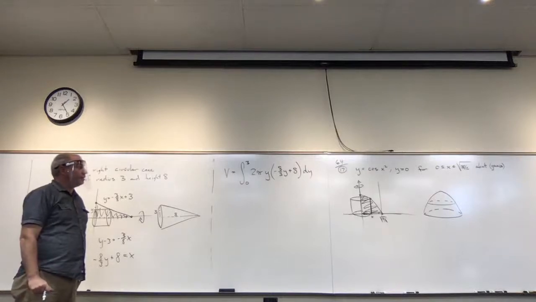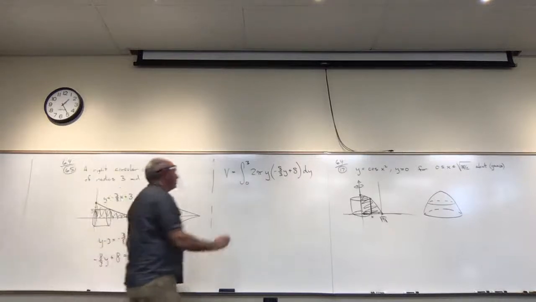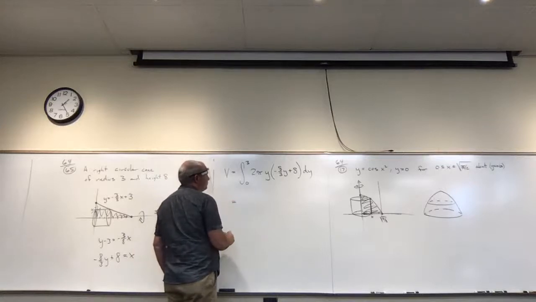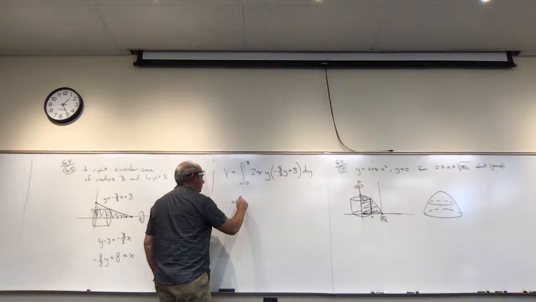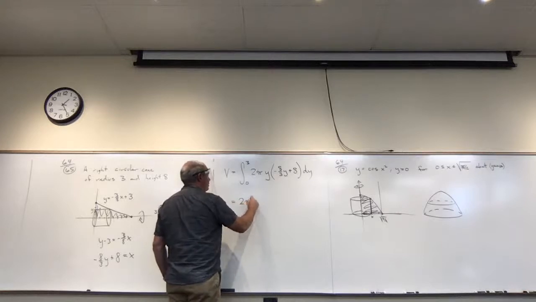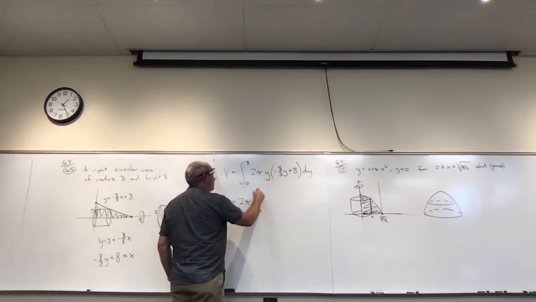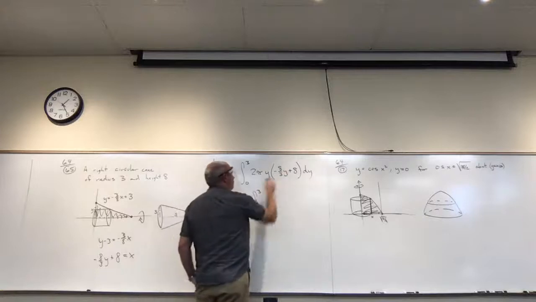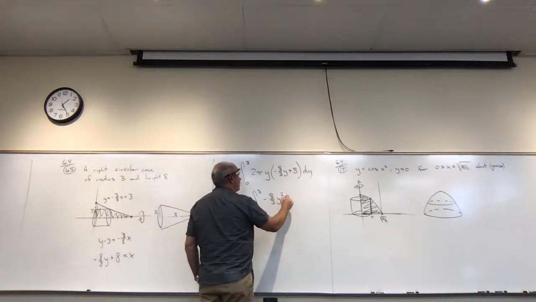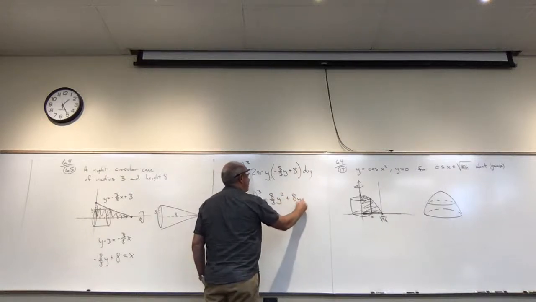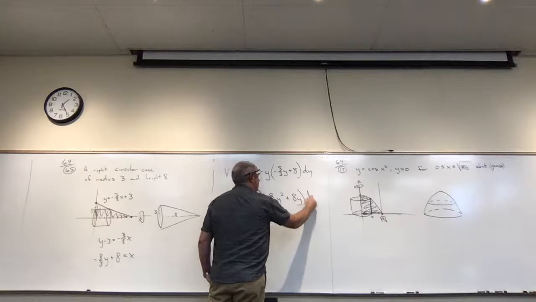Okay, let's multiply that out. So the 2 and the pi can just come out completely. I get 2 pi times the integral from 0 to 3 of, if I multiply through by y, minus 8/3 y squared plus 8y dy.